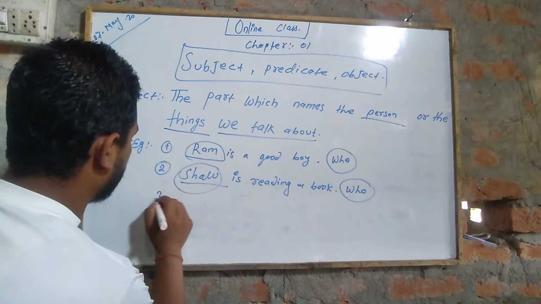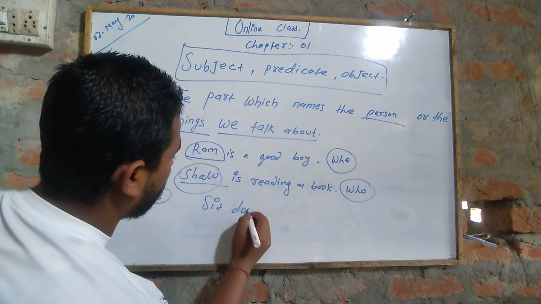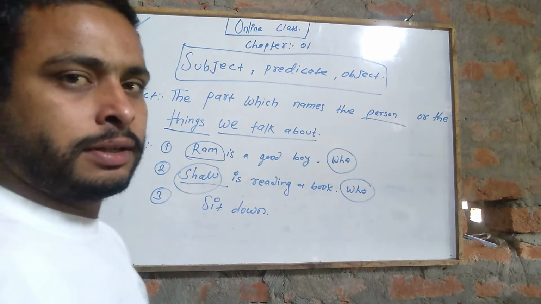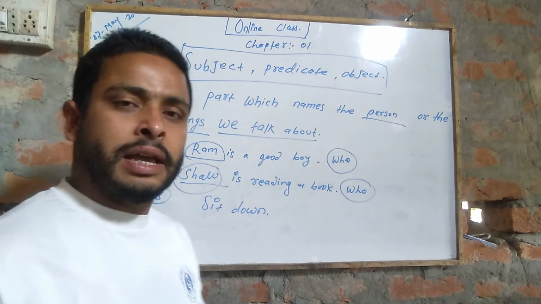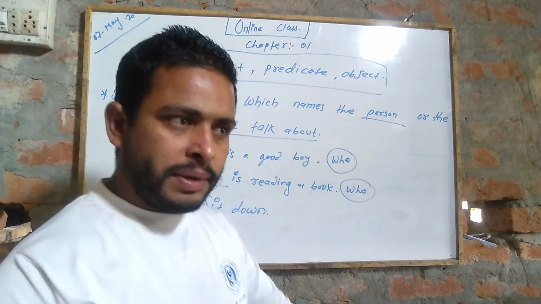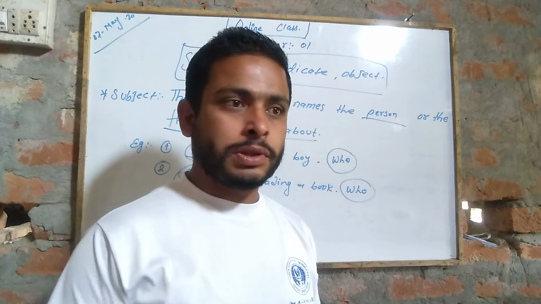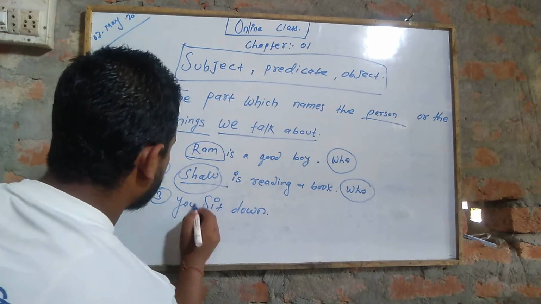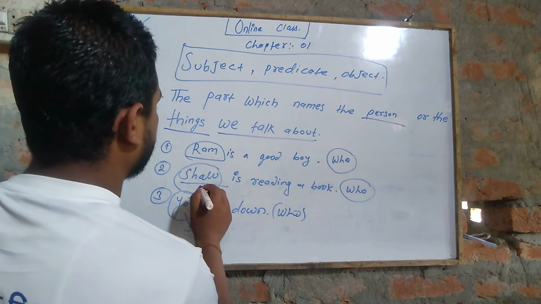Now, example: Sit down. Here we don't have any subject. How can you identify the subject? In such a question, you can identify the subject by whom you are saying it to. Whom are you saying sit down? I can't say I sit down. Sit down means you sit down. It means that you are using the subject as you. You sit down. Who sits down? You sit down. You is the subject.